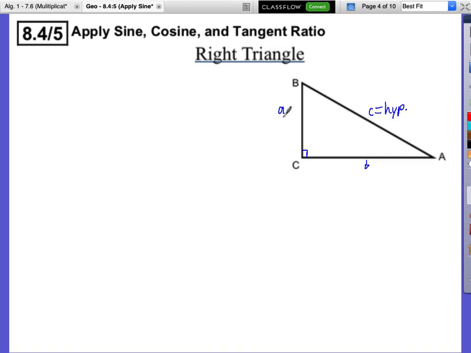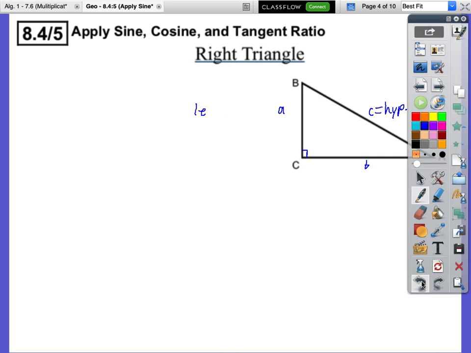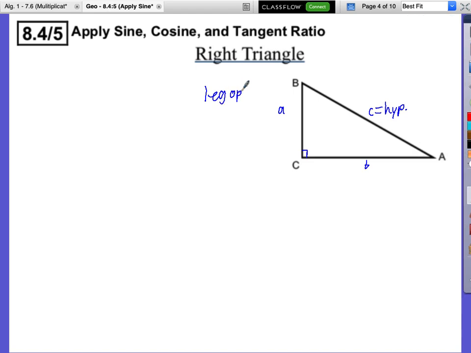So this leg, we call it A. We can also say it's the leg what compared to angle A? Like where is it compared to our angle A? Opposite. So we can also call it the leg opposite angle A. And I want you to write that in. We can also call it the leg opposite angle A.